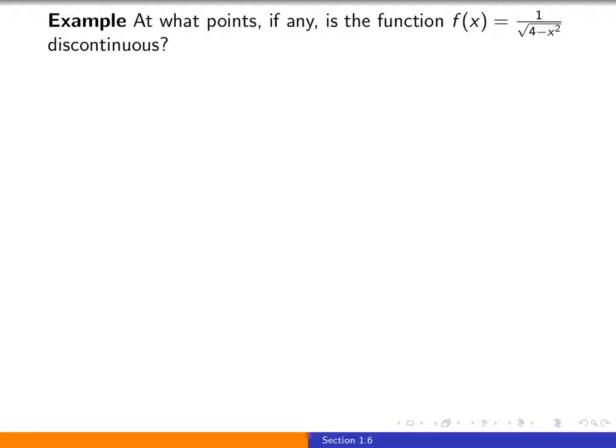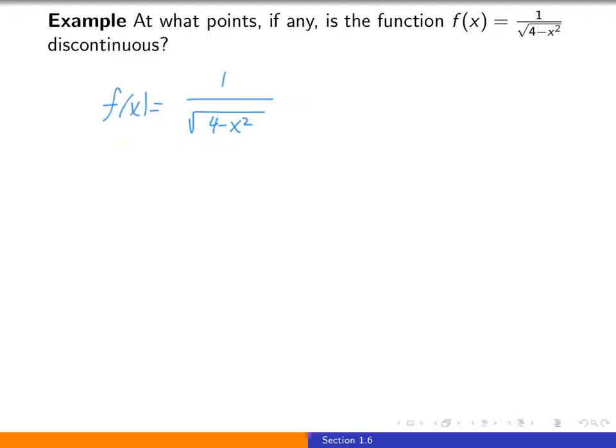Another type of problem we could encounter is for a given function, in this example 1 over the square root of 4 minus x squared, determine at what point, if any, the function is discontinuous. So what we have to recall is that the function that we're given here is a polynomial 1. Polynomials are continuous everywhere. Divided by the square root of 4 minus x squared. So the individual parts of this, the 1, the 4 minus x squared, and the square root of 4 minus x squared, individually, these things are all continuous, so we just need to think about where they are defined.